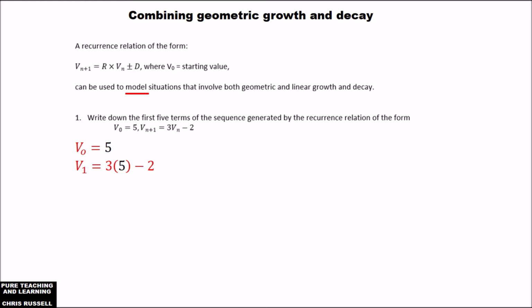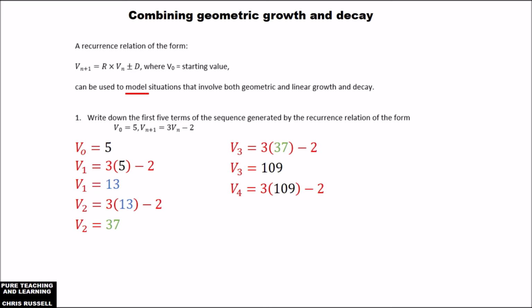So V1 would equal 3 multiplied by 5 subtract 2, and that would be 13. So 3 5s is 15, subtract 2, 13. Now for the next term, we use 13 like we did before with 5. So 3 13s, then subtract 2, we get 37. For the next term, V3 equals 3 multiplied by 37, then subtract 2. Now we get 109.